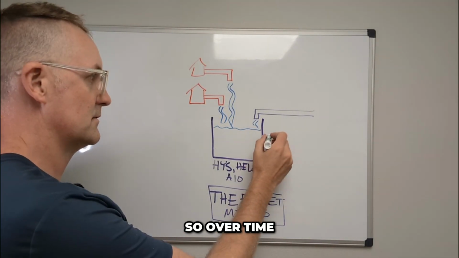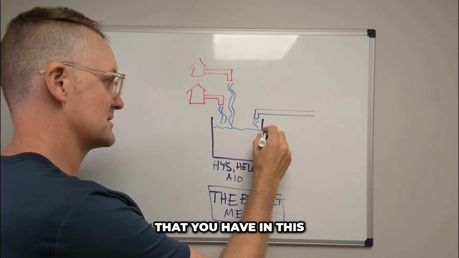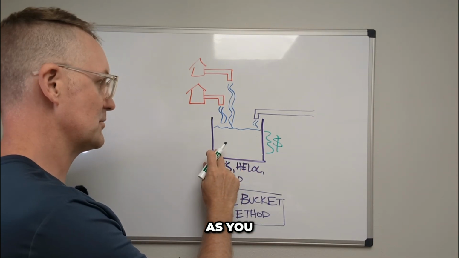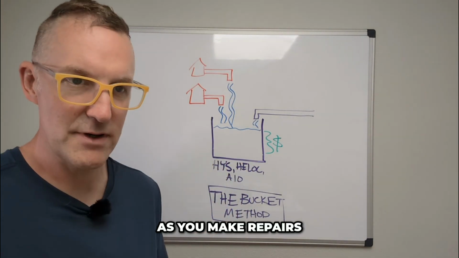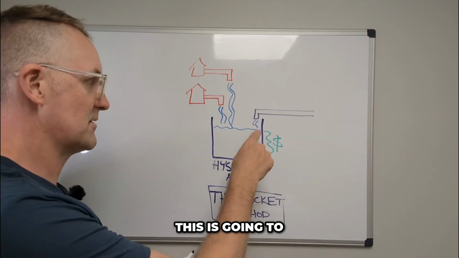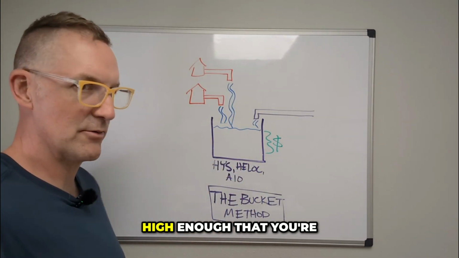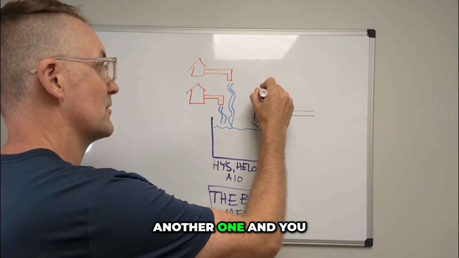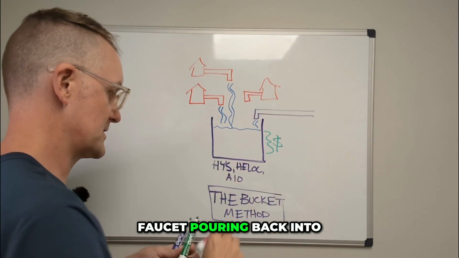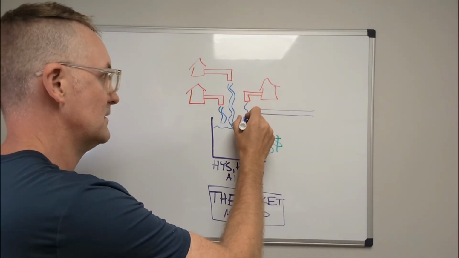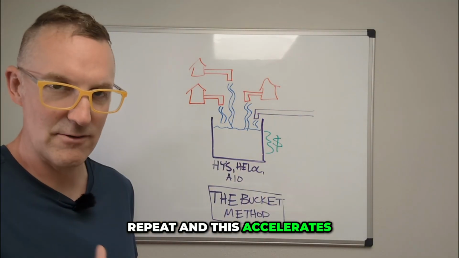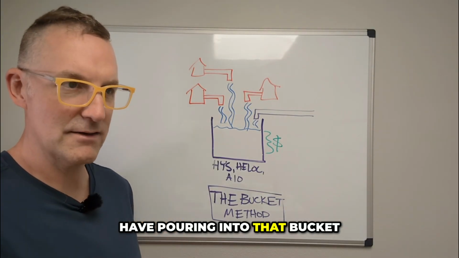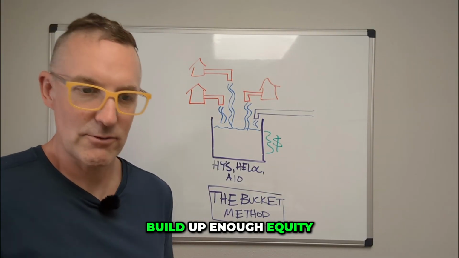So over time, this amount of equity that you have in this account is going to go up, it's going to go down, it's going to change as you make investments in rental properties, as you make repairs, things like that. This is going to fluctuate up and down, but whenever it gets high enough that you're able to put that into a new rental property, you buy another one, and you turn that into another faucet, pouring back into the same bucket. And you rinse and repeat, and this accelerates over time. This builds up momentum over time. The more faucets you have pouring into that bucket, the faster you're going to be able to build up enough equity to buy another property.